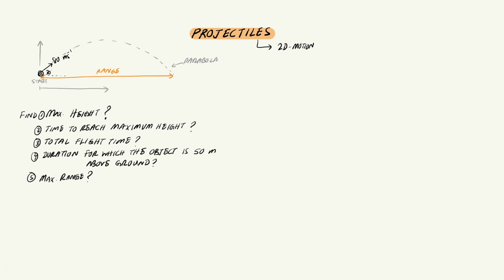Before you can answer any of these, there's one essential first step for every single projectile question. Split the initial velocity into its vertical and horizontal components. Our object launches at 80 meters per second at 30 degrees above the horizontal. Using trigonometry, horizontal component equals 80 cosine 30 degrees. Vertical component equals 80 sine 30 degrees. Working these out, 80 sine 30 degrees equals 40 meters per second. That's our vertical component. 80 cosine 30 degrees equals 40 square root of 3 meters per second.